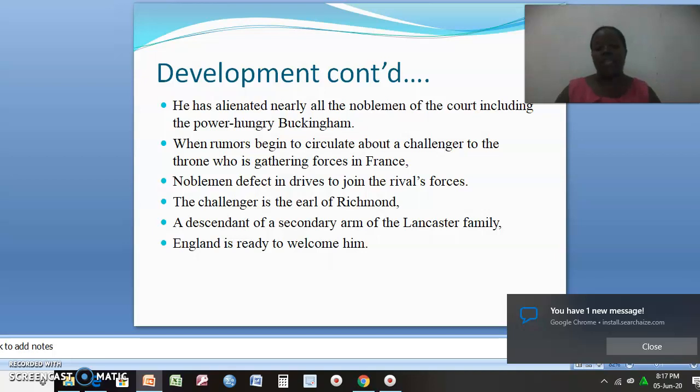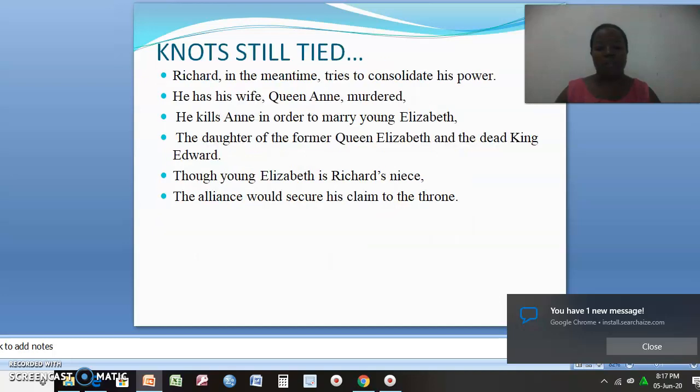Now England is ready. Remember, he's from France, but England is ready to welcome him. They are living under fear, they are living under terror, there is no peace. Bloodshed is the order of the day, there is confusion in the family, there is no peace, and actually there is almost civil war. So they are eager with two arms to welcome the new person.